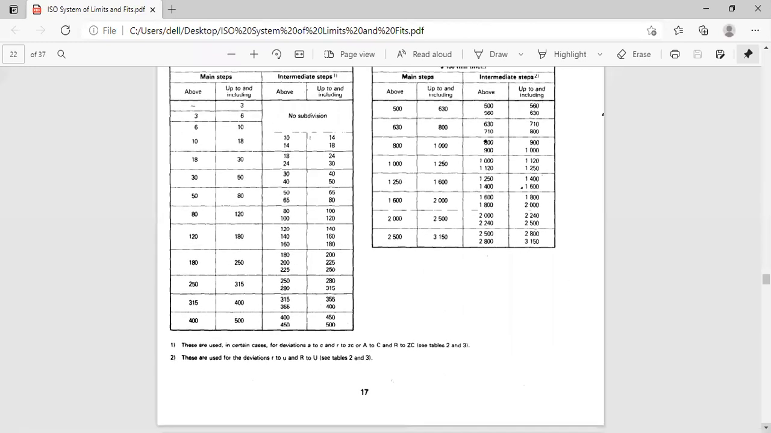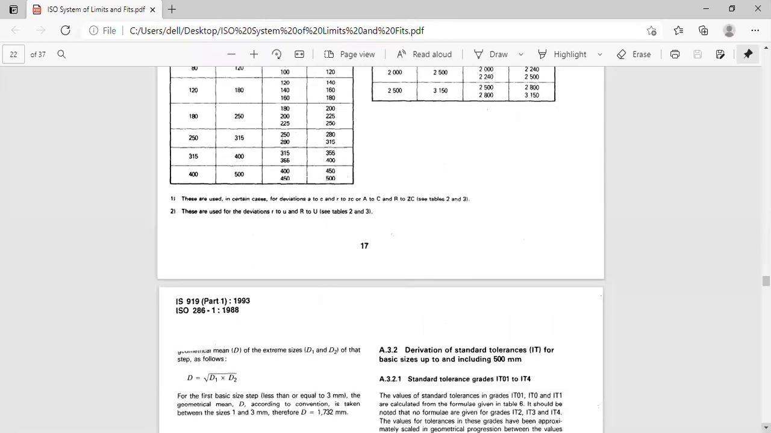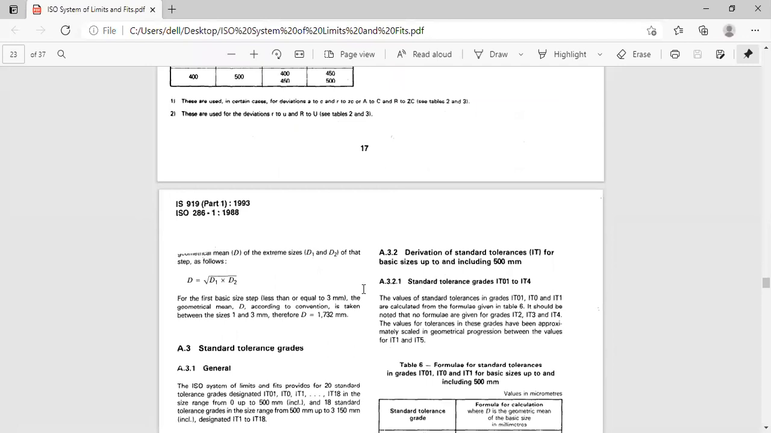18 is D minimum, 30 is D maximum, and D is equal to root of D minimum into D maximum, or D1 into D2. D1 is D minimum and D2 is D maximum. That calculation is very important. Dear friends, you just try to see that.